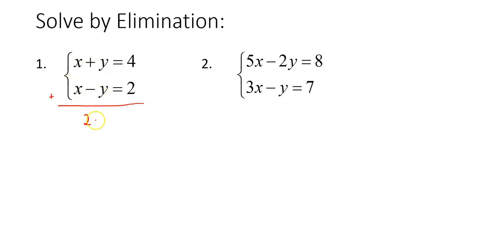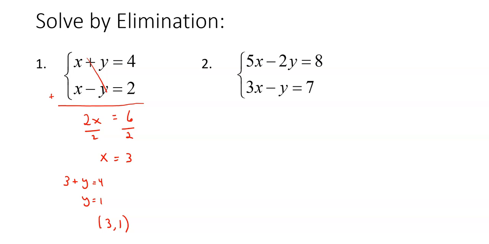x plus x is 2x. The y's go away, right? Positive y, negative y, 0 out. On the other side, 4 plus 2 is 6. Divide everything through by 2. Our goal is to get down to one variable, get an answer for one variable, put it back into the other. Okay, so if x is 3, then put it back into the first line. 3 plus y equals 4, so y must be 1. And not surprisingly, we got the same answer that we did solving that same system the first two times.